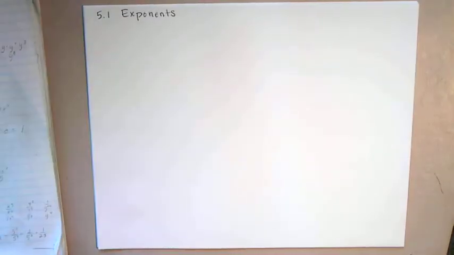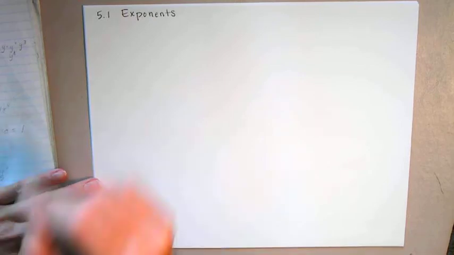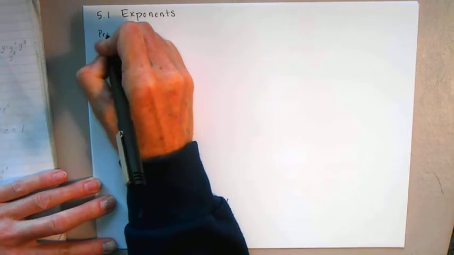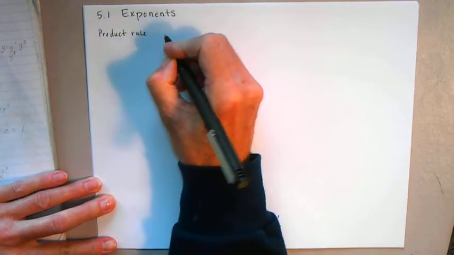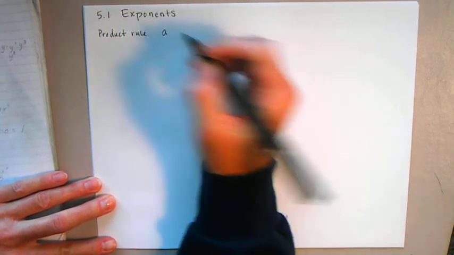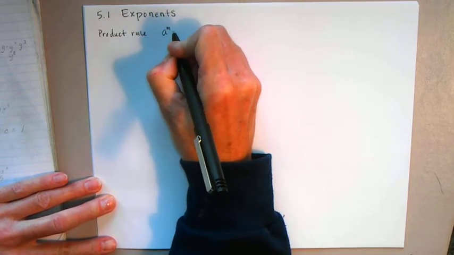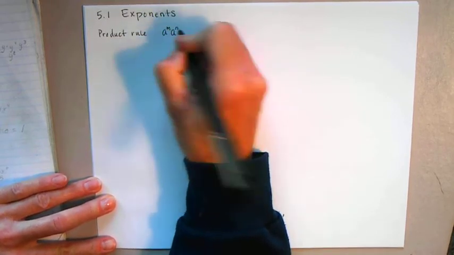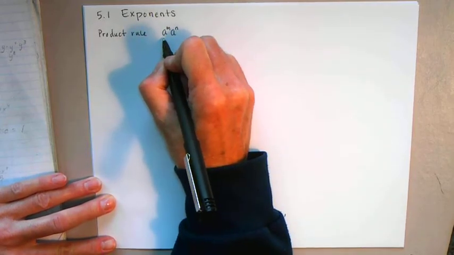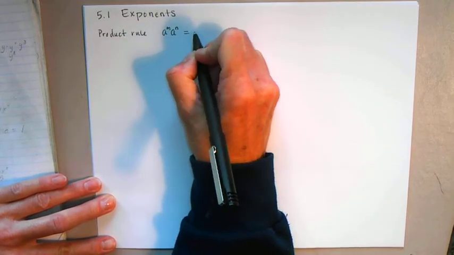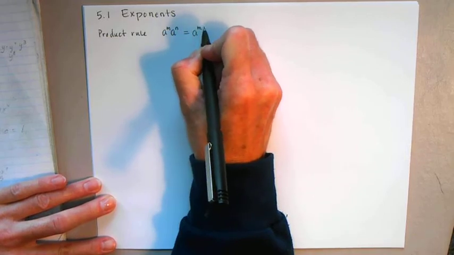Chapter 5, the first section is exponents. To begin with, I'm going to give you a few rules. This is called the product rule because it's of course used when you multiply. So if I have anything, I'll use a for anything, raised to an exponent, and then I have that same base, anything raised to a different exponent, and you're multiplying those, what you do is you actually add the exponents.